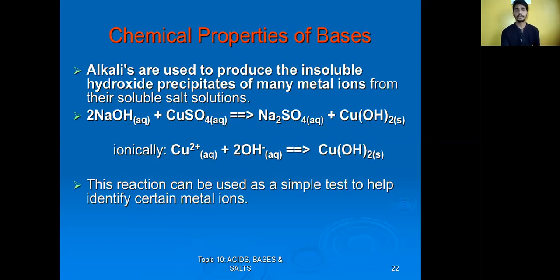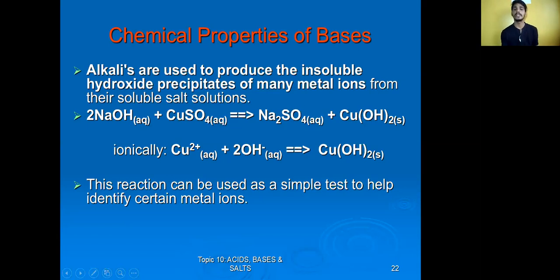Alkalis are used to produce the insoluble hydroxide precipitates of many metal ions from their soluble salt solutions. So in this case, what is going to happen? 2NaOH plus CuSO4 is going to react to form Na2SO4 along with copper hydroxide. So ionically, when you talk about it, copper ion reacts with OH- to form copper hydroxide.